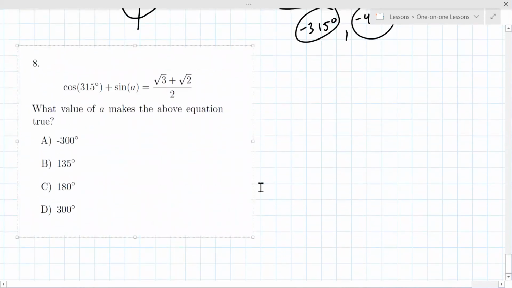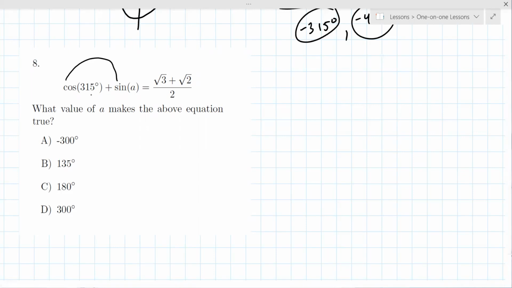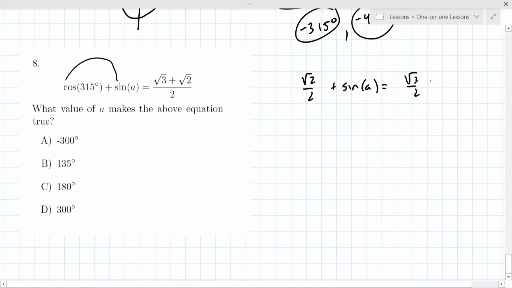Some crazy computer. All right, cosine 315 degrees plus sine A equals square root 3 plus square root 2 over 2. Go ahead and look up cosine 315 degrees, please. Okay, so it's cosine then sine. Yes, you've got to remember that. C comes before S is one way to remember it. There are lots of little things you can do to remember that. Okay, so it's root 2 over 2 plus sine A equals root 3 over 2 plus root 2 over 2.